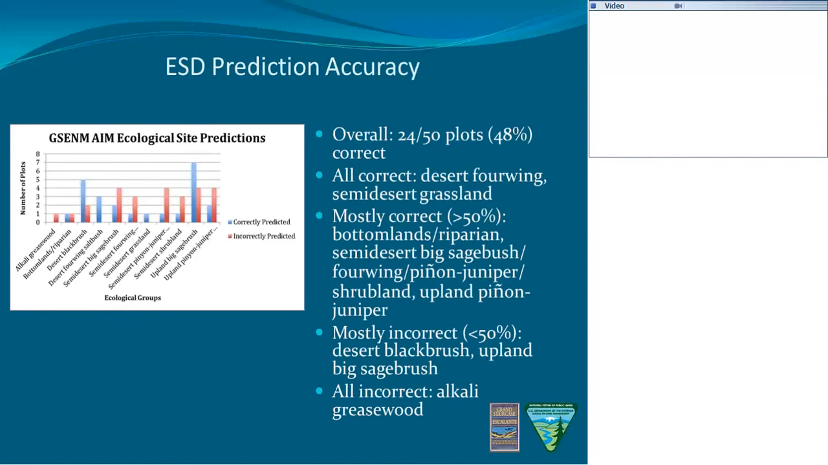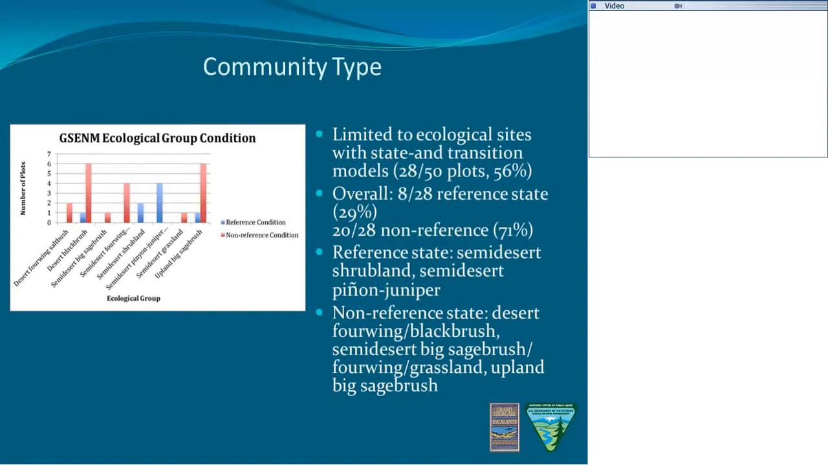So overall, we found that about half of the plots that we did last year were able to be correctly predicted. And what was interesting was the distribution, that in some ecological sites, we were always right, and some we were always wrong. And then in most of them, obviously, there was a mix of how often we were right or wrong in the prediction.